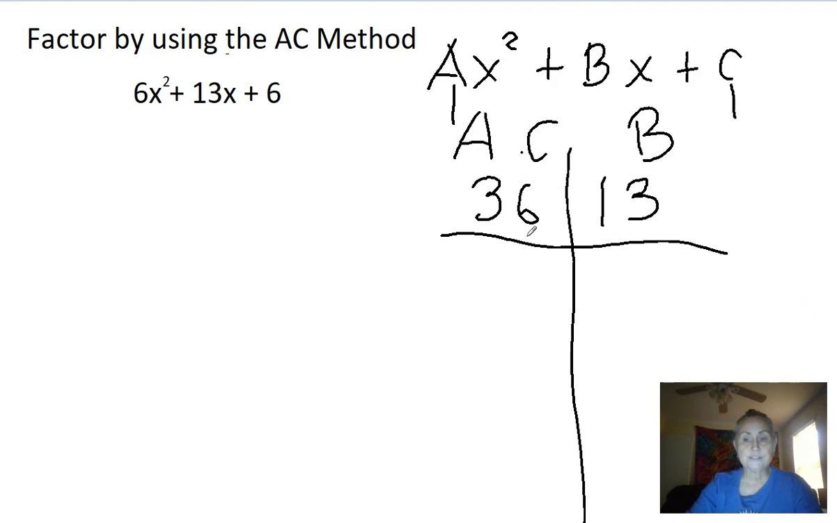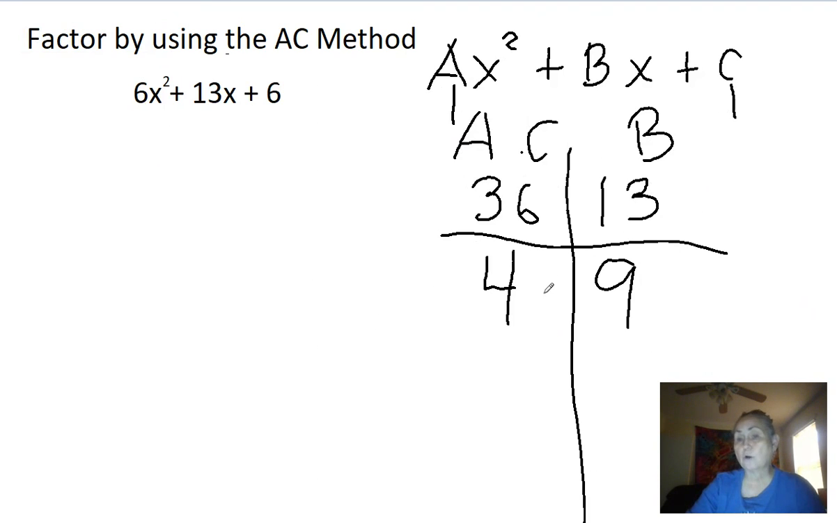Multiply to 36, but add to 13. Now, if your multiplication tables are great and you know all those facts, that's great. If not, you might have to play around for a little bit. But if you recognize 4 times 9 multiplies for 36, and 4 plus 9 adds to 13, that tells you your O term and your I term in no particular order.